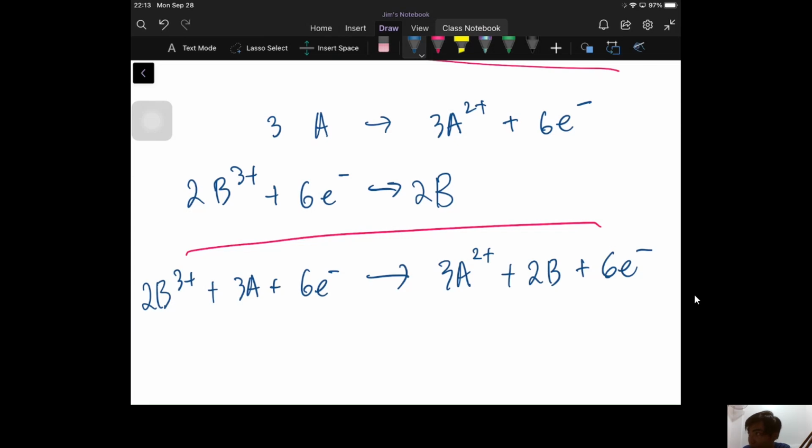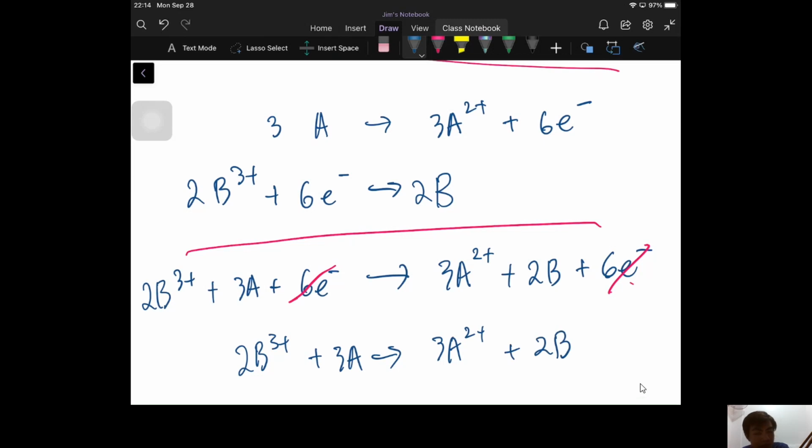Okay, so ito na yung ating equation. So mapapansin nyo, we have 6 electrons on the left side. We have 6 electrons now on the right side. So we can cancel them. And we will have the final answer 2B3 plus 3A2 plus 2B. No? So, yan, that is our final answer.